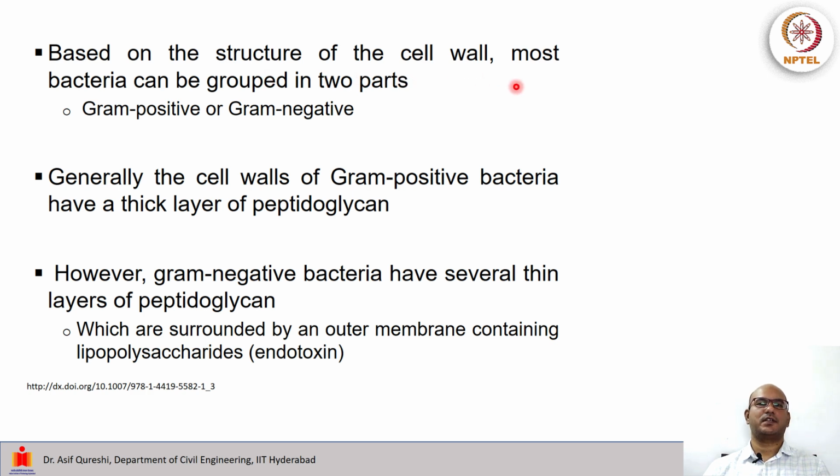Based on the structure of the cell wall, most bacteria can be grouped in two parts. One is the gram-positive and the other the gram-negative bacteria. Generally, the cell walls of gram-positive bacteria have a thick layer of peptidoglycan. But the gram-negative bacteria will have several thin layers of the same peptidoglycan. These layers are surrounded by an outer membrane coating, which is the lipopolysaccharides, which are also the endotoxins.